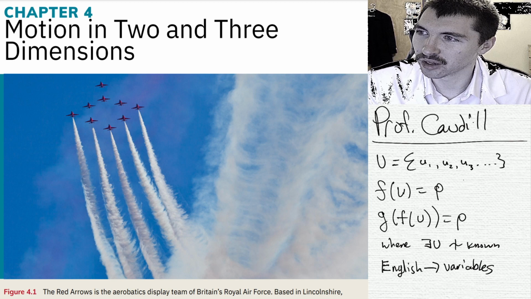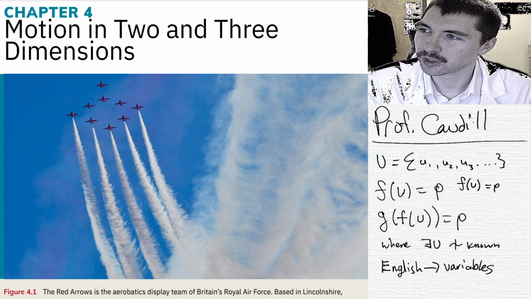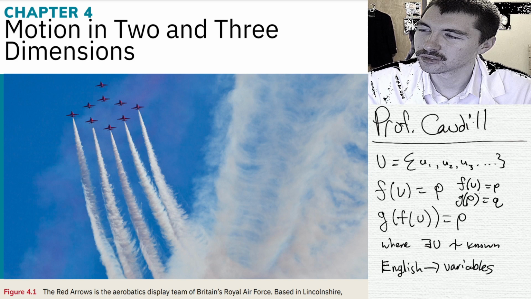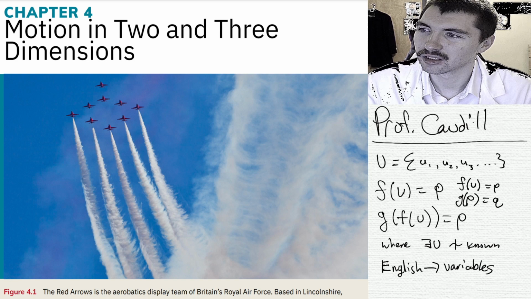So what is a composite? You take f of u, okay, that is p, and then p gets put into a function that gives you q. So it's easy to do this. It gets tricky when you have to kind of see it in different steps.